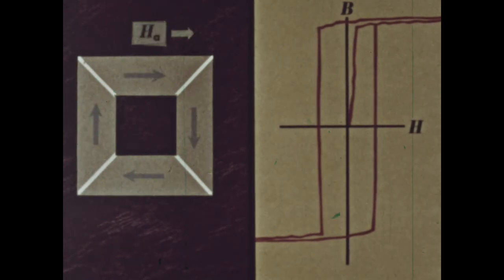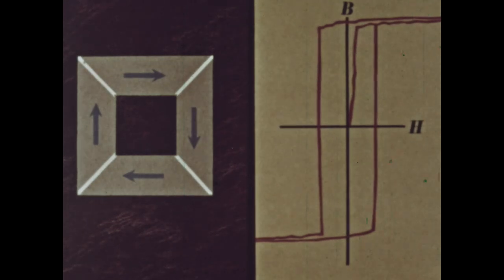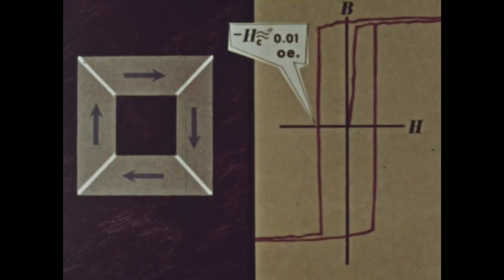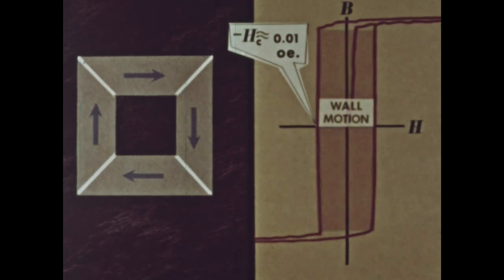This loop, which represents a real specimen, has an HC of about 1/100th Ørsted, or roughly 8/10 ampere turn per meter. Notice that this loop, which results from wall motion alone, is nearly rectangular right up to saturation.